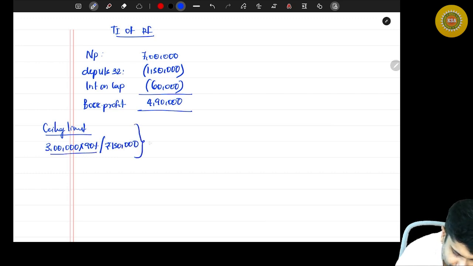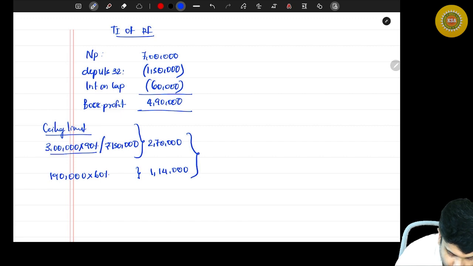How much is that? 2,70,000. How much is the balance? 1,90,000. Out of 4,90,000, 3 lakh we have taken. The balance is 1,90,000 into 60%. Can you help me with the math? 1,14,000. So how much will be the total? You can claim up to 3,84,000.